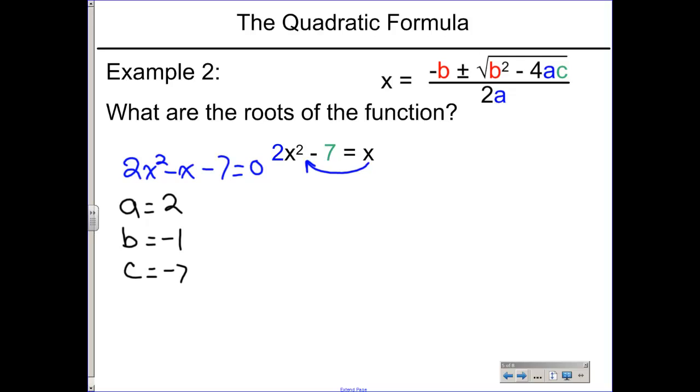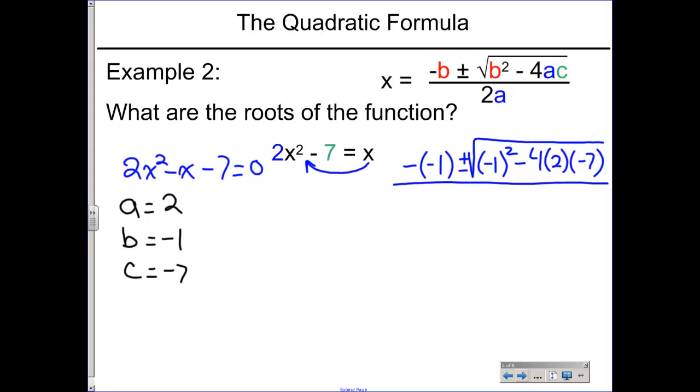So the opposite of b, opposite of -1, plus or minus -1 squared, that's the b part, b squared, minus 4 times a, which is 2, times c, which is -7, and we're doing the square root of that whole thing, all over 2 times a, which is 2. Okay, so I have x is equal to, and now let's go ahead and calculate that.